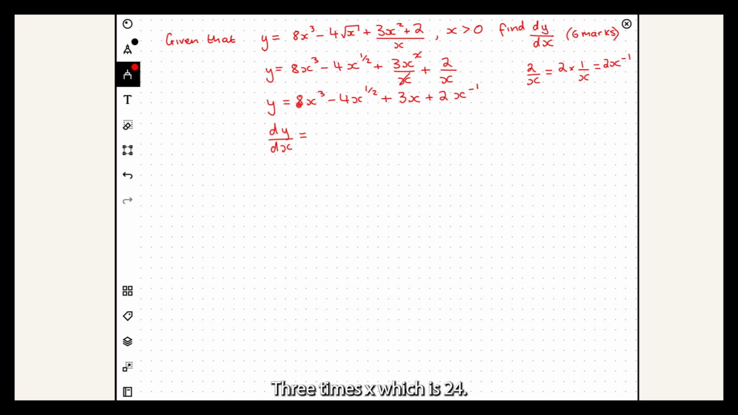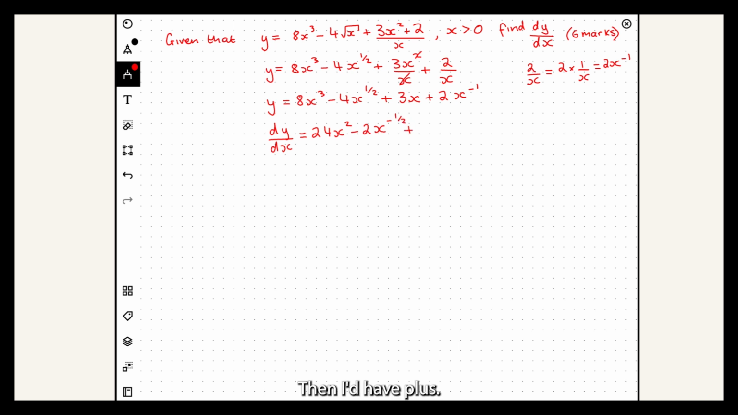3 times 8 is 24, and I take away 1 from the power. So remember, it's the power multiplied by the coefficient, and then take away 1 from the power. Same here, the half times 4 is 2, x to the half, take away 1 is x to the minus a half.